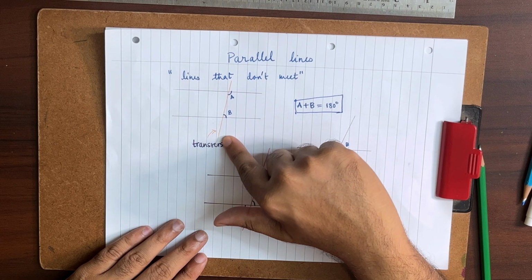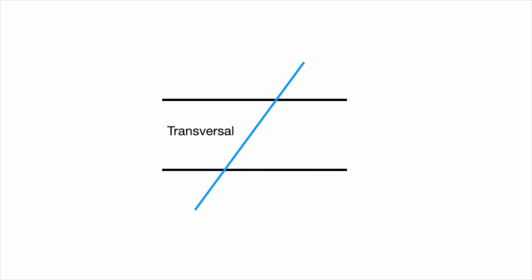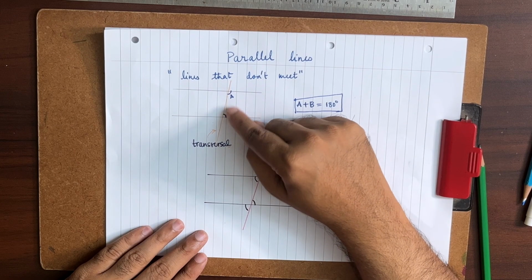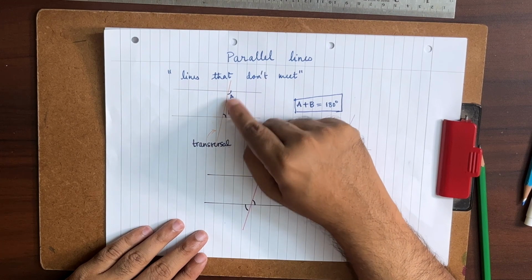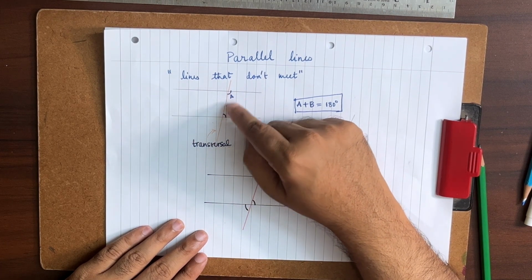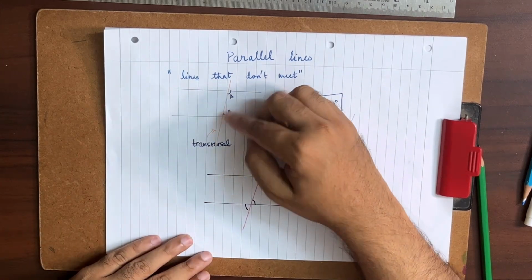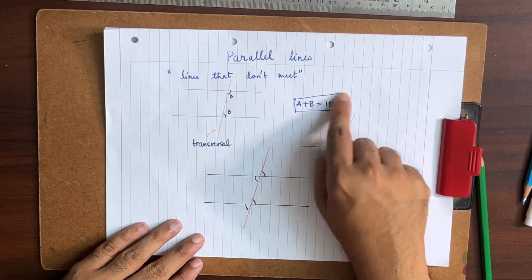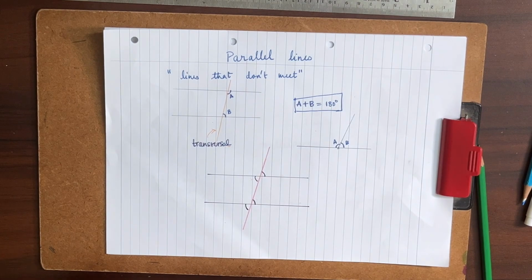You draw a line cutting these two parallel lines, called a transversal, and then you measure these two angles, okay? Measure these two angles the parallel lines make with the transversal. If these two angles add up to 180, or in other words, if these two angles are supplementary, then we can say that the lines are in fact parallel, okay?